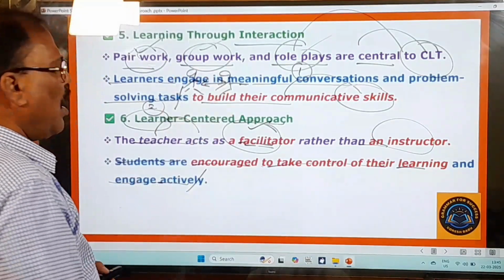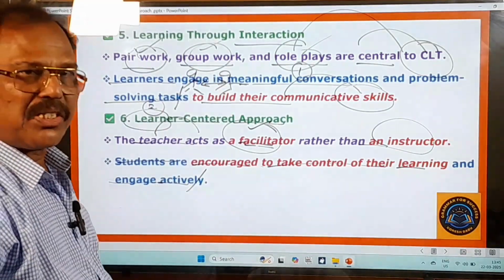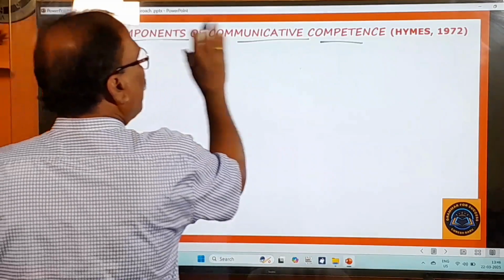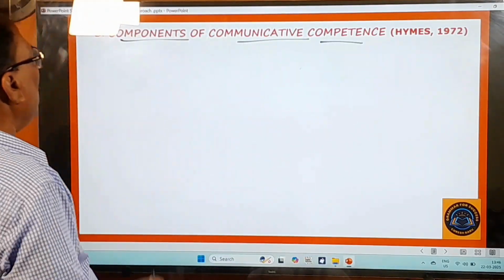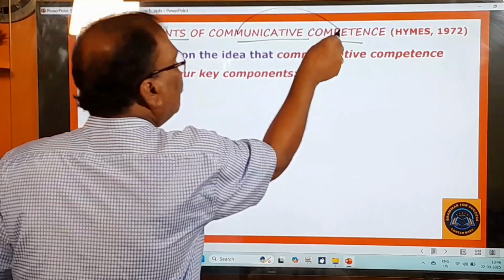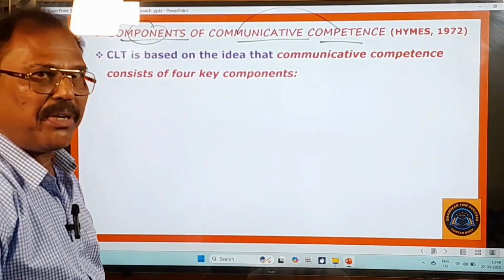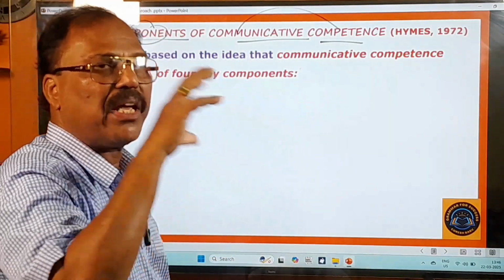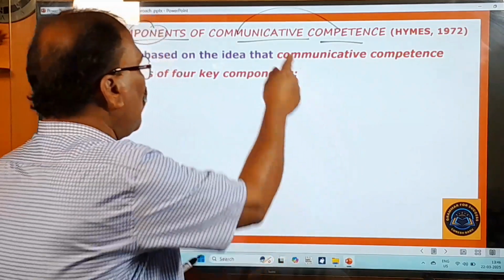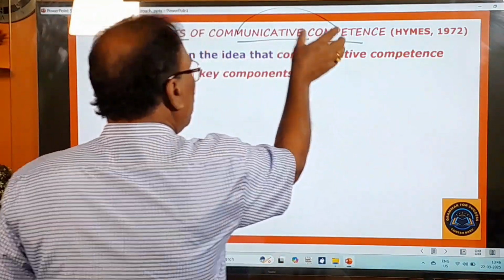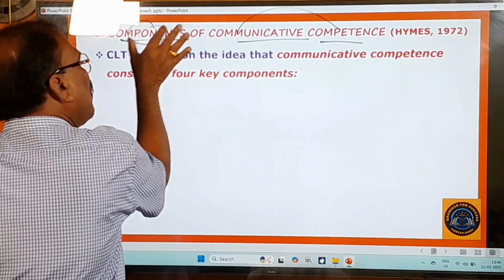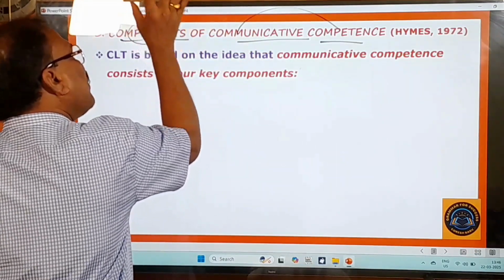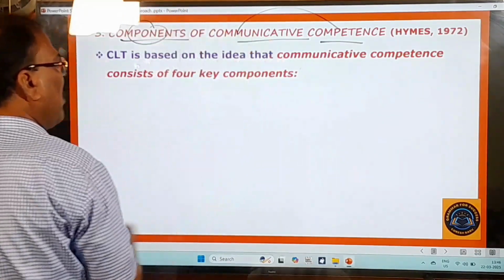And you move on to other important features of this CLT. Components of communicative competence, Hymes 1972. So what are the components of communicative competence? Communicative competence means speaking the target language effectively and fluently. That is called communicative competence. So in this communicative competence, what are the important components? What are the important aspects involved? That point you are going to learn here.